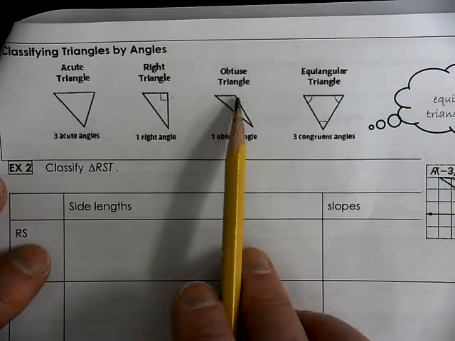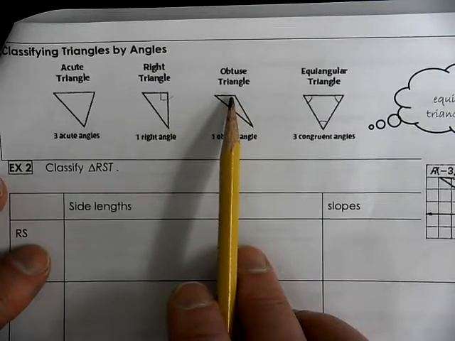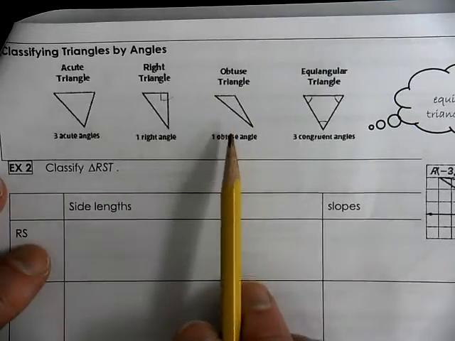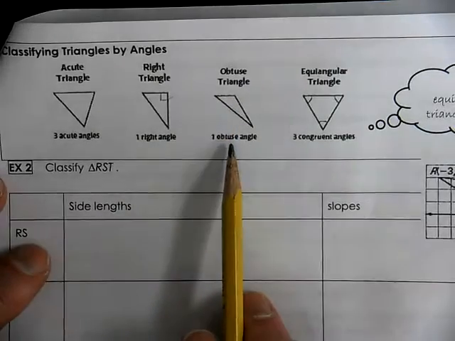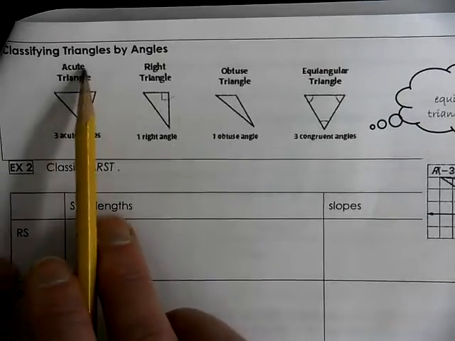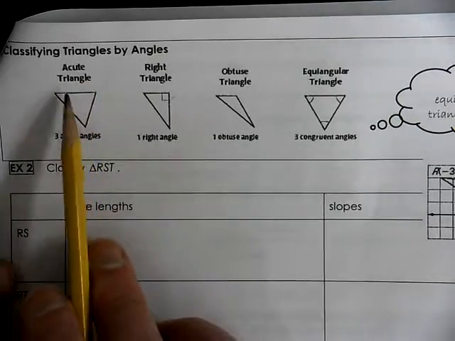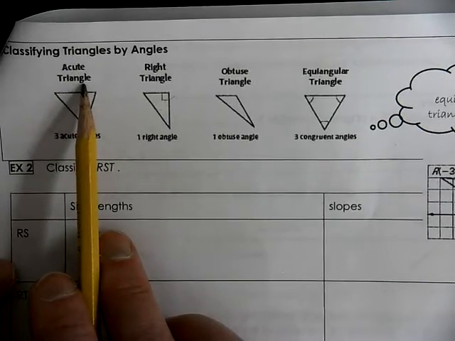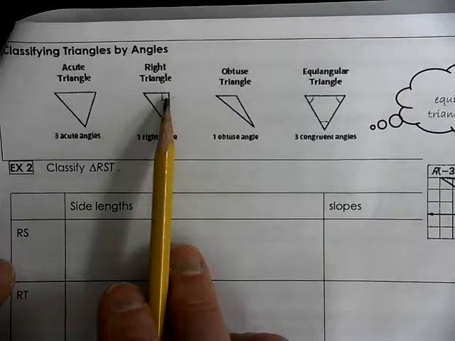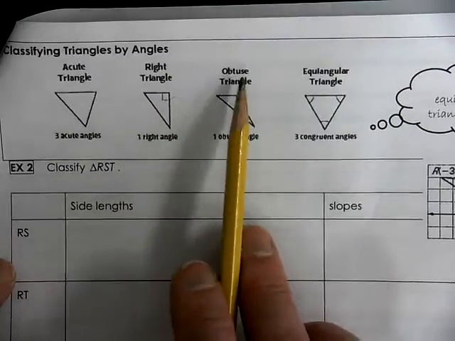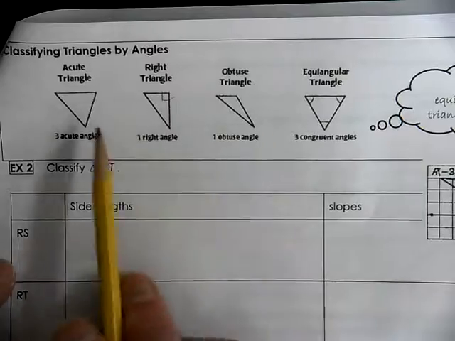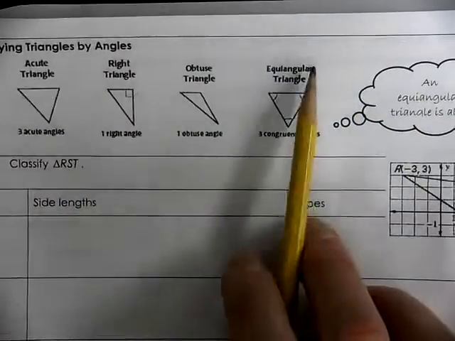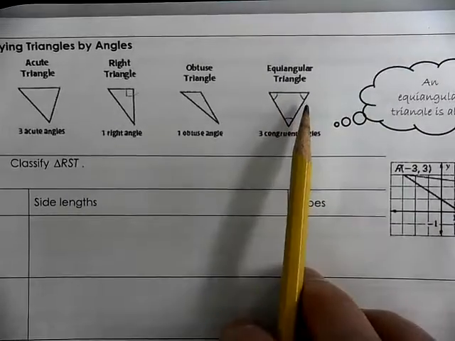If you have one obtuse angle, because you definitely can't have two obtuse angles, if you have one obtuse angle in a triangle, then you're considered an obtuse triangle. But you have to have all three acute angles to be considered an acute triangle. This would be one right with two acute. This would be one obtuse with two acute. Here we have all three acute. Well, this situation, we have all three acute also.